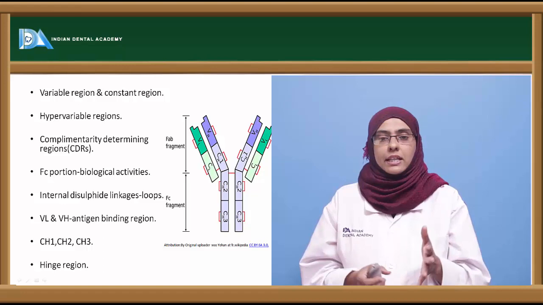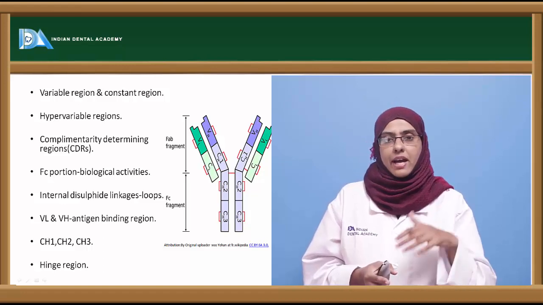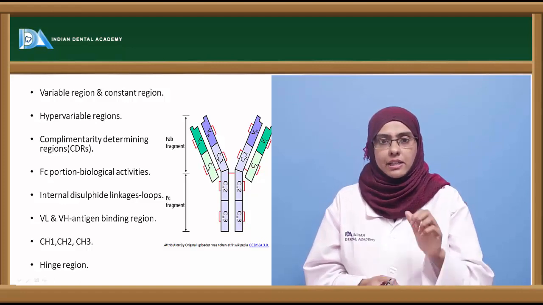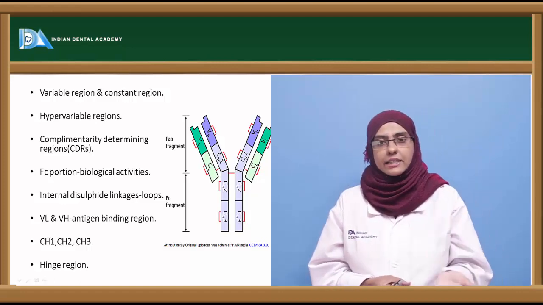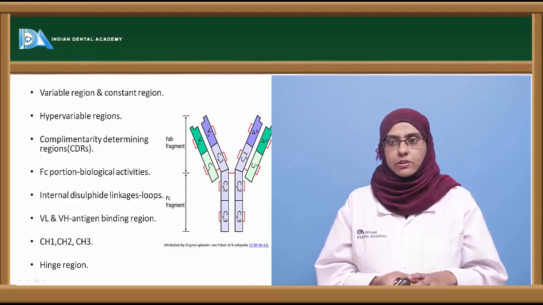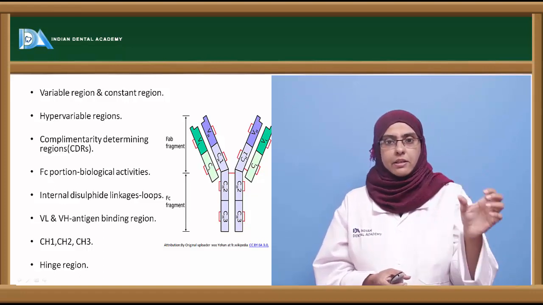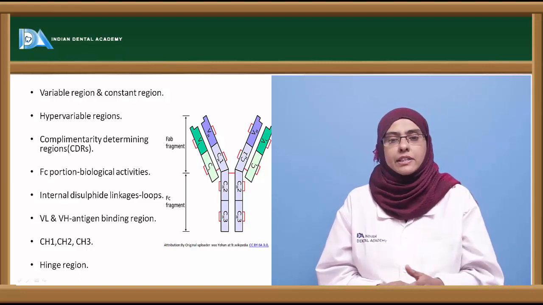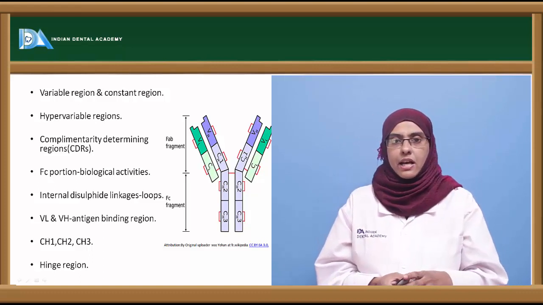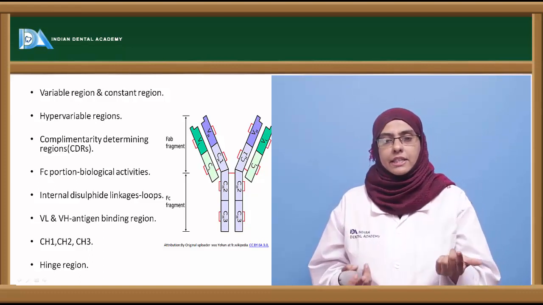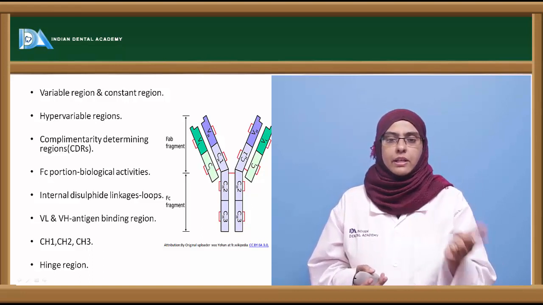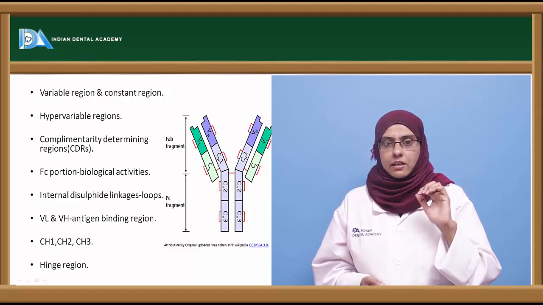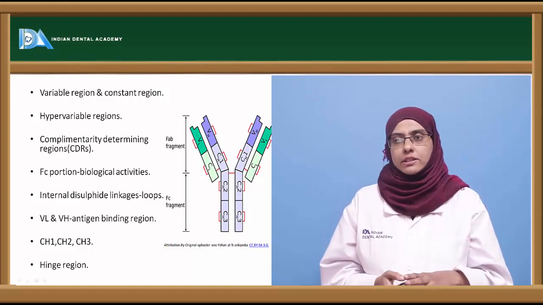As already discussed, there is a complementarity between the shapes of antigen and antibody. So these complementarity determining regions ultimately interact with the antigen that has entered the human body. So it is the variable region, within it the hypervariable region, and within that the complementarity determining region that interacts with the antigen. In the light chain, there is an equal amount of variable and constant region, whereas in the heavy chain, one fifth is the variable region and the other part is the constant region.